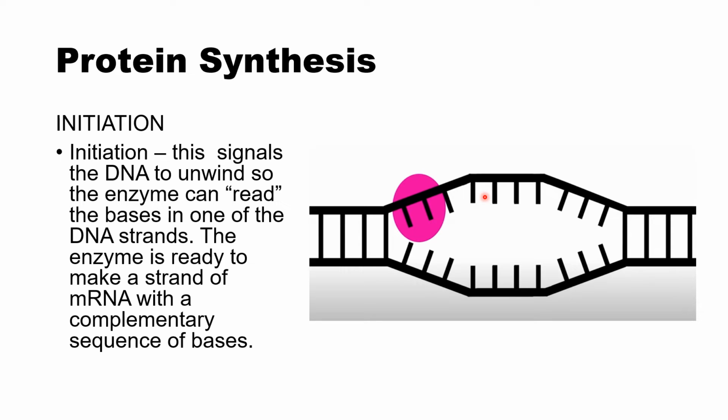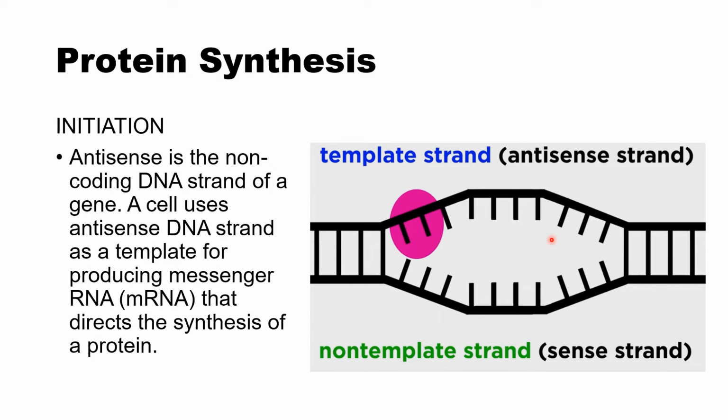So, yun. After binding to the gene promoter, nag-unwind yung DNA which lets may dalawang strand na nabuo, and this allows itong DNA polymerase to read para mabasa niya yung information, para mabasa niya yung bases. After niya mabasa, ready na siya para makapagbuo ng mRNA na nakukomplement niya yung mga bases na nabasa niya dito sa DNA strand. So, yun yung initiation. Then, nag-unwind yung DNA. So, may dalawang strand na.